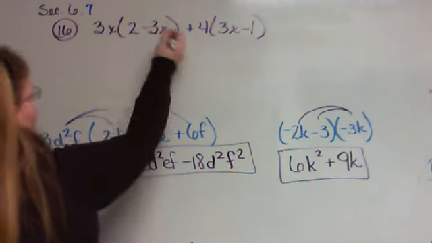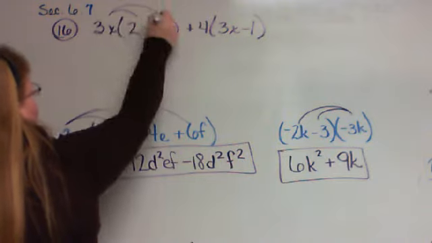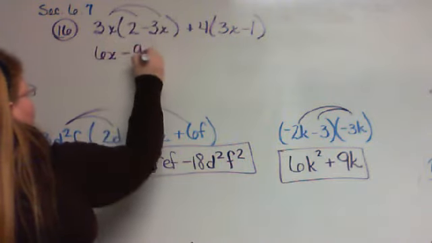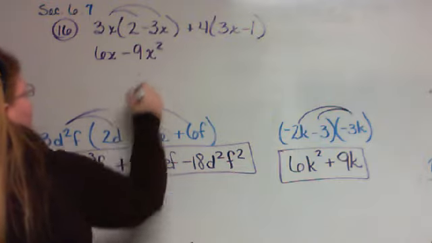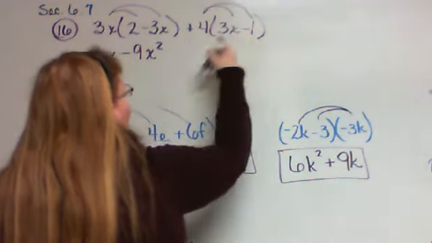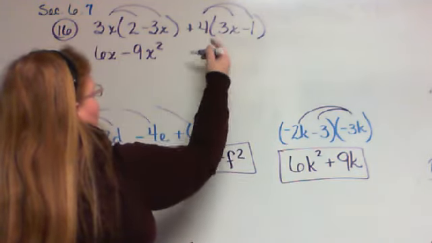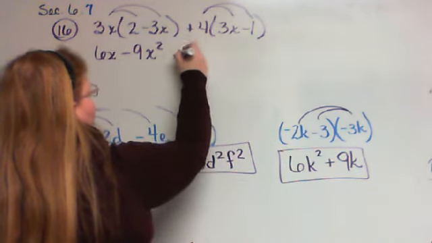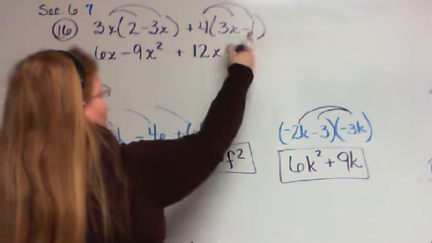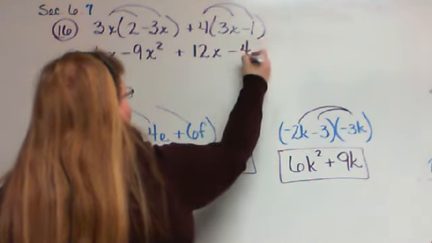So over here we can see I need to do my distribution. So it's going to give me 6x minus 9x squared. And then I have some distribution over here too. A positive 4 times 3x is a positive 12x, and then a positive 4 times negative 1 is a negative 4.